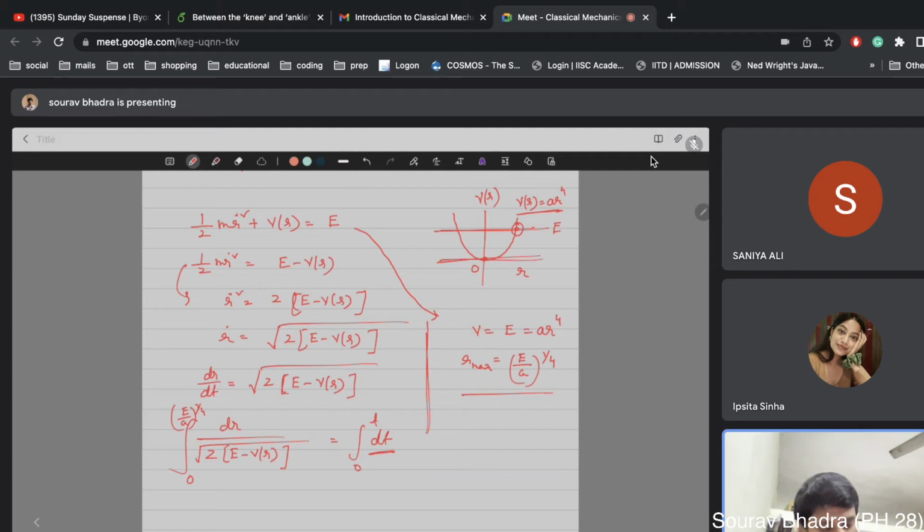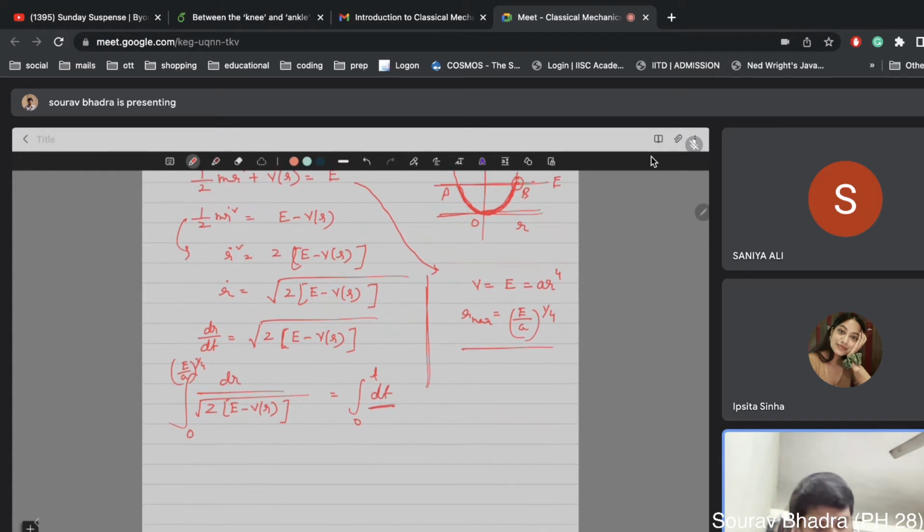So that is due to the symmetry, because the time it will take going along this path will be the same as going along this one, suppose A to O and B to O. So you can multiply with the appropriate factor only. Now if we do this, then the integration becomes, let's say this is t, from 0 to E by A to the 1/4, integral of dr over root of E minus V(r), where V(r) is equal to A r to the power 4. So let me write that minus this one.